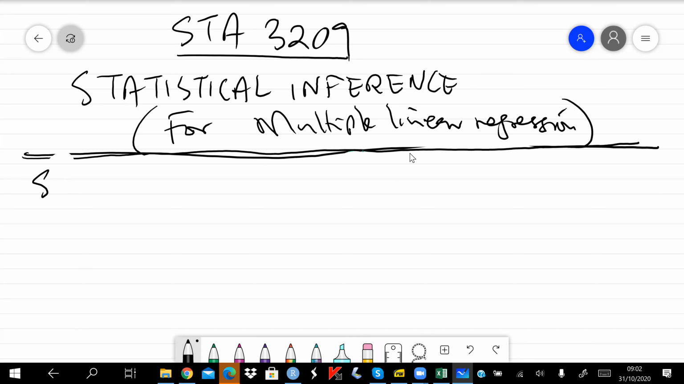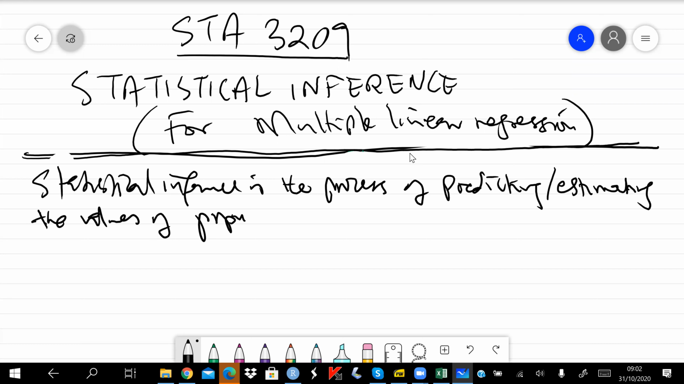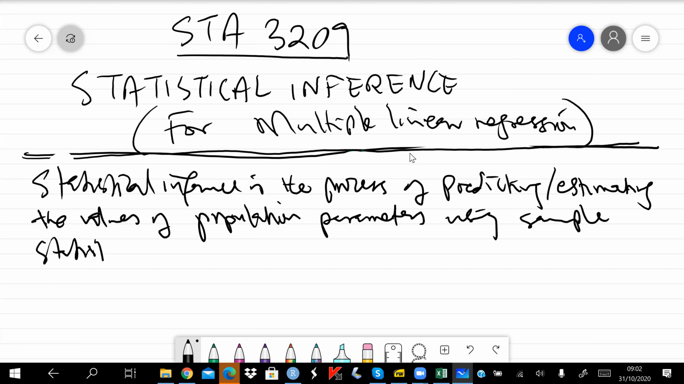Statistical inference. So we say that statistical inference is the process of predicting, sometimes we use the word estimating, the values of population parameters using sample statistics. So that's a very brief definition of what we call statistical inference. So we'll be making estimation or prediction. We'll be predicting the values of population parameters.